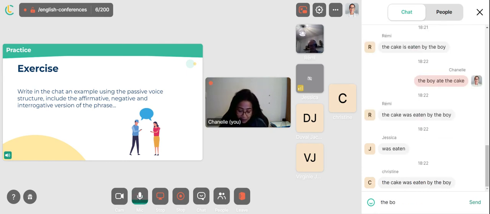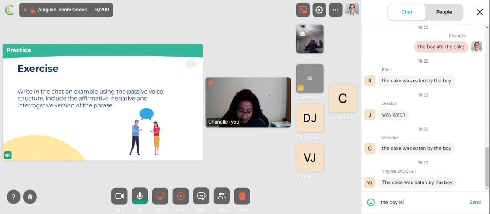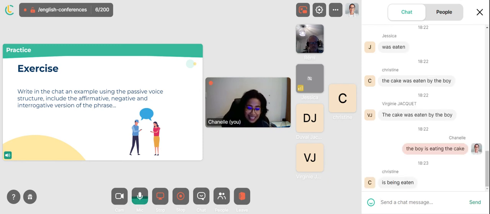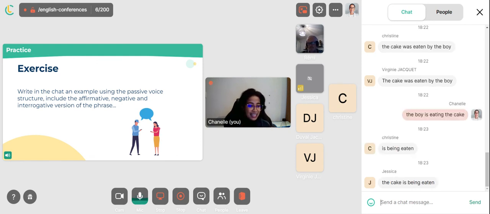The boy is eating the cake. Ça, c'est le present continu. How will it change? Because now we have the present continuous. Is being eaten. Wonderful. So now we know what we need. The cake is being eaten. Thank you, Jessica. Beautiful, guys.